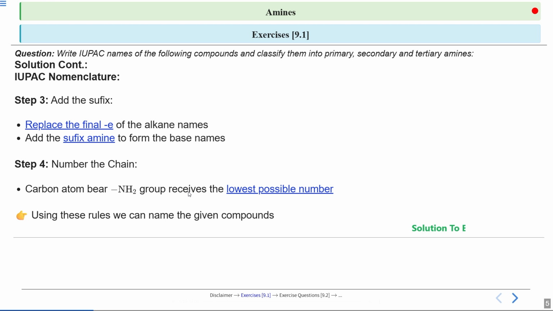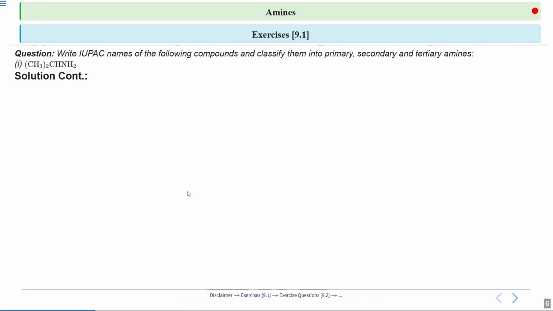Now let's start naming these compounds. First, we have (CH3)2CHNH2. If you look, this is the structure. To this carbon, an NH2 group is attached. This is the longest carbon chain, which has 3 carbon atoms, and we see that the NH2 group is attached to the second carbon. So I've done the numbering 1, 2, 3.